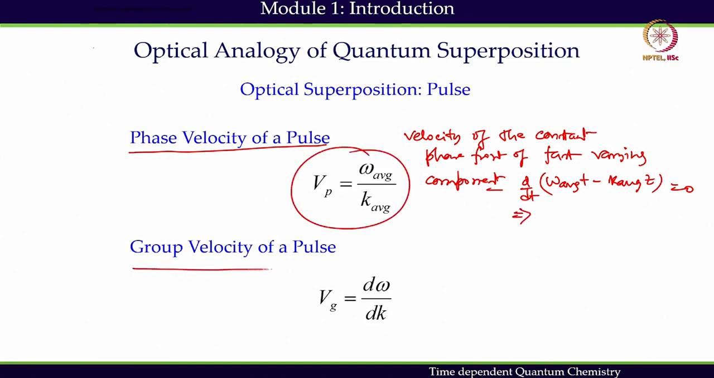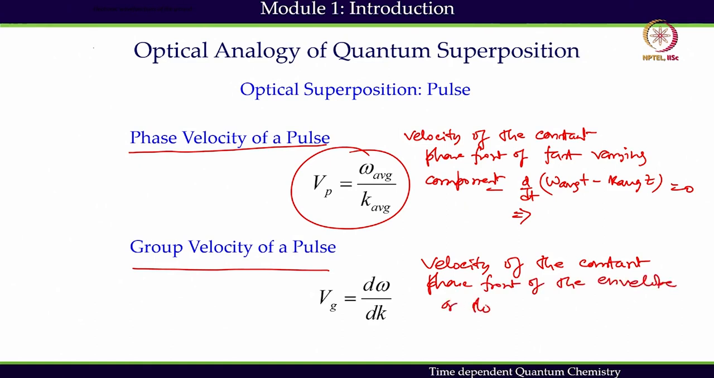On the other hand, the group velocity of the pulse. What does it mean? It means the velocity of the constant phase front of the envelope, or slowly varying component. For that, I will take the first derivative of this phase to be 0, and we get this group velocity.